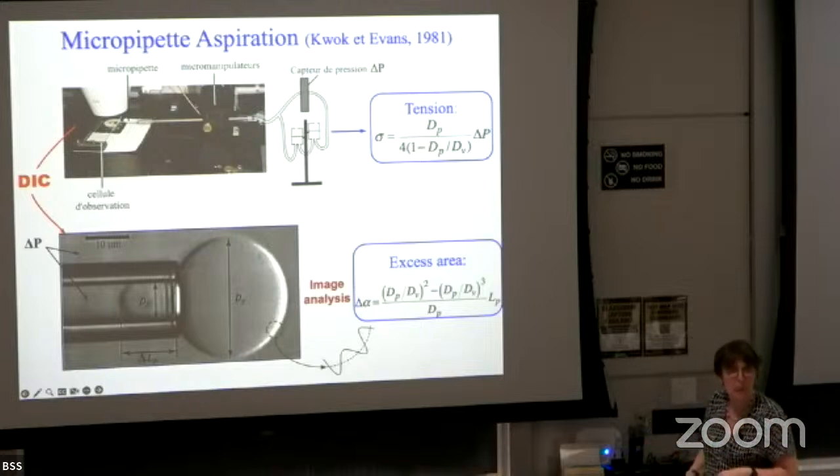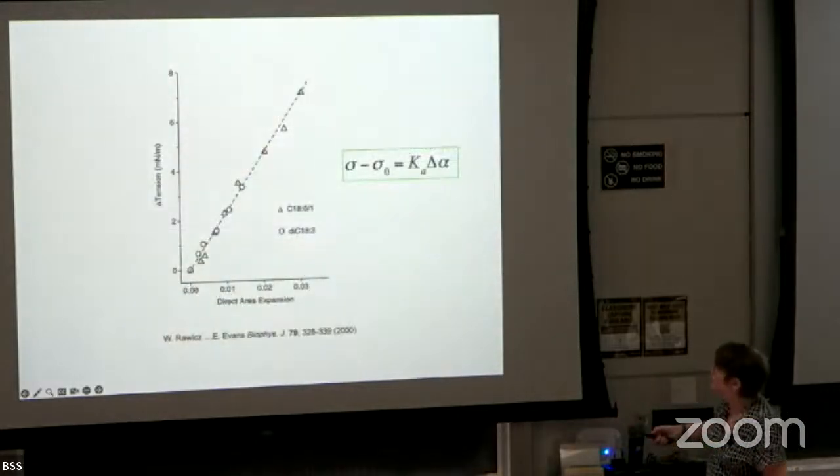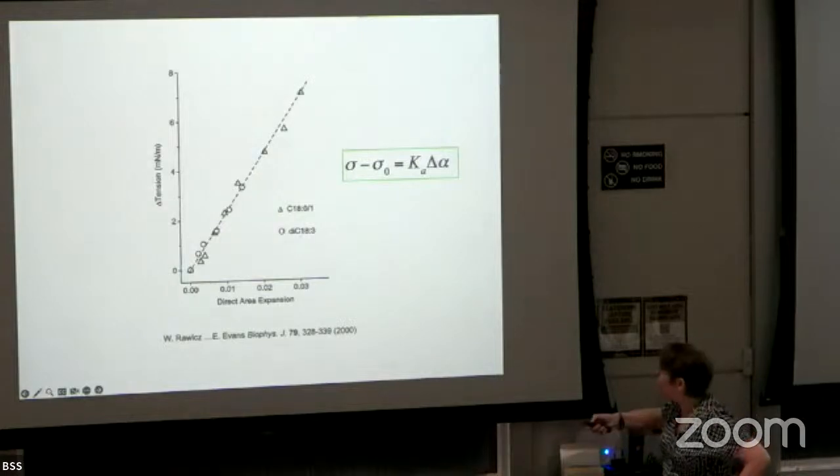No, not this one. No, not this one. Okay, but if you want, you can find it. It's not difficult. And you can see, again, this is a very simple relationship. So I think it's a very simple system where you can directly control how much excess area you get when you aspirate. And if you do that, this is a typical experiment done by Evan Evans.